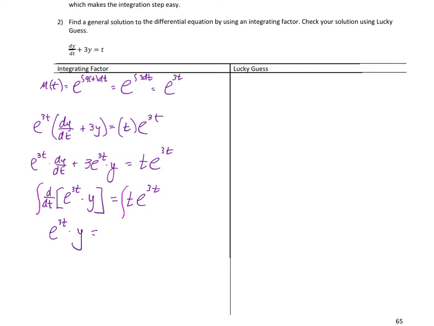Which I will review for you in a minute, but for right now, I'm just going to write down the result of integration by parts just so we don't get lost in the weeds. And so the integral of t e to the 3t is 1/3 t e to the 3t minus 1/9 e to the 3t plus c. Now, the only thing I have left to do is to get y by itself. So I divide both sides by e to the 3t.